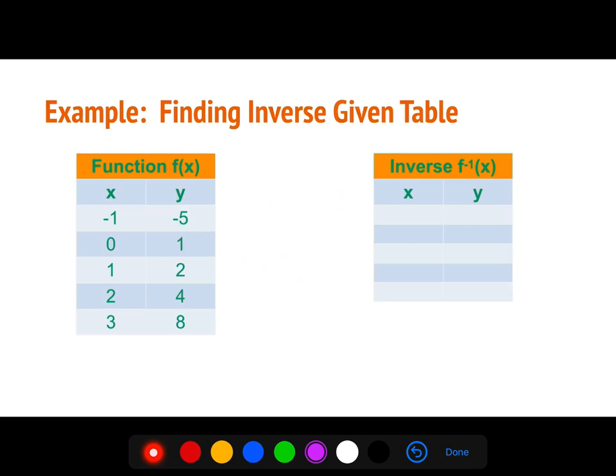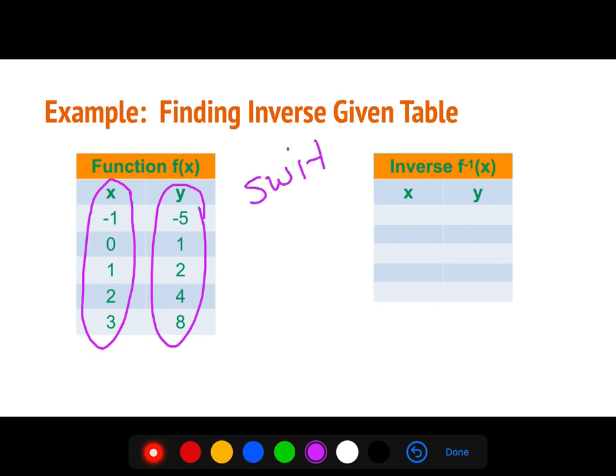First, we're going to start with tables. We're going to find the inverse given a table. This table is made of points. We have the x column and the y column. Those two columns, to find the inverse, you just switch x and y. It's as simple as that.